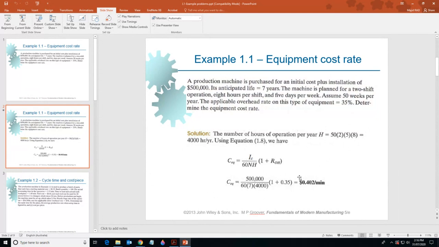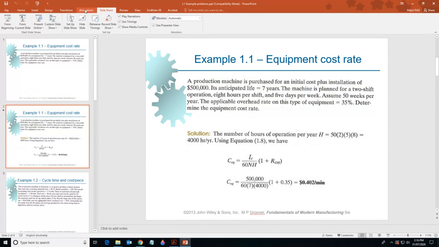Then what is left to be done is just to substitute all these figures, and this will give us the value of CEQ, which is equal to $0.402 per minute. This is the cost of running the machine. Still, we haven't included the wage of the labor and some other costs. So what we have computed is just CEQ, the cost of running the machine without labor.